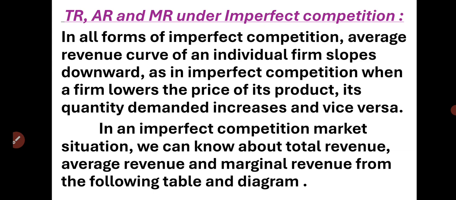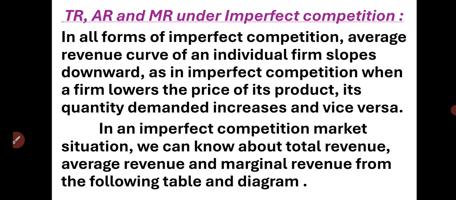In order to increase the amount of the good to be sold in the market, here in imperfect competition, the monopolistic competition market, monopoly market and oligopoly market, the firm has to reduce its price. When it reduces its price, more and more of the good will be demanded in the market. It is a condition in an imperfect competition market. In order to increase the sale of the product, the firms have to reduce the price per unit.